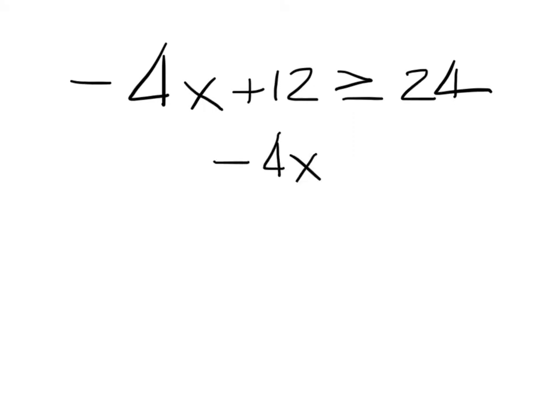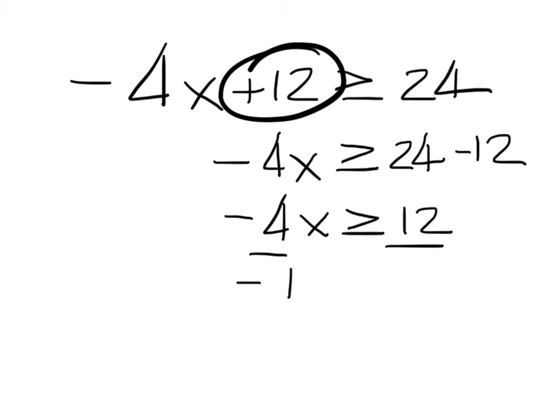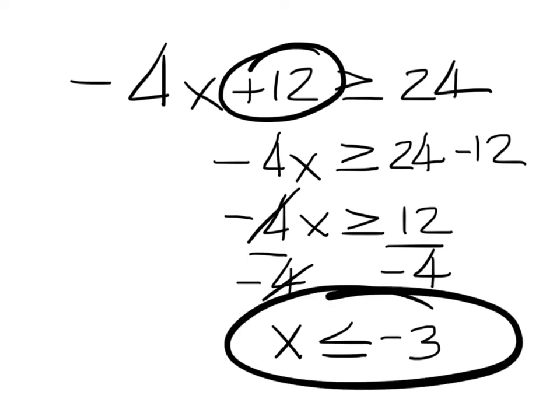Keep the negative 4x where it's at, and the 24 as well, but move this over, make it minus 12. That'll give you a 12, and divide both sides by a negative 4. x less than or equal to negative 3.